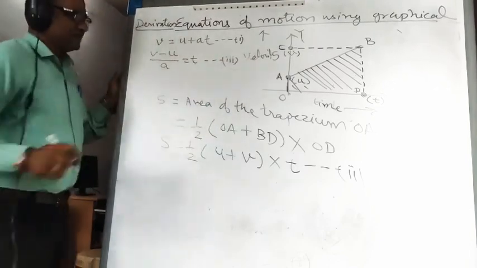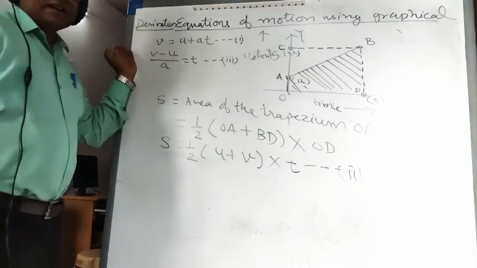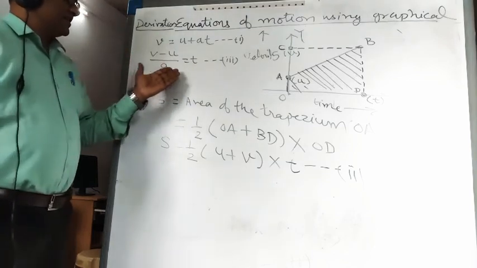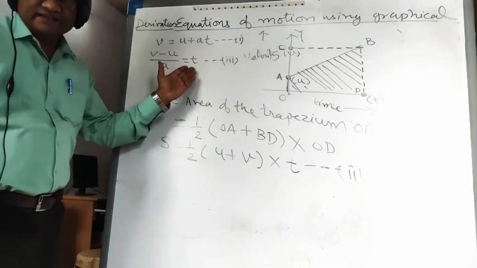Equation number 3, v minus u. First of all, transfer the term u to the right hand side and divide by a. You will get t is equal to v minus u upon a.